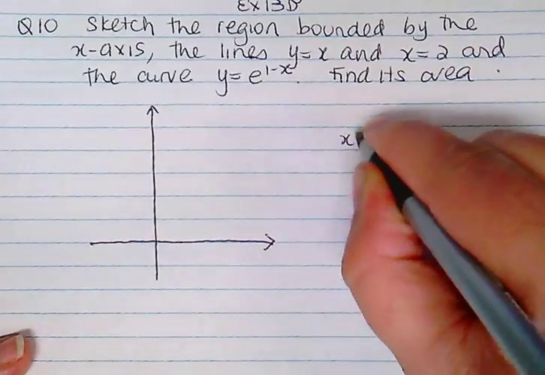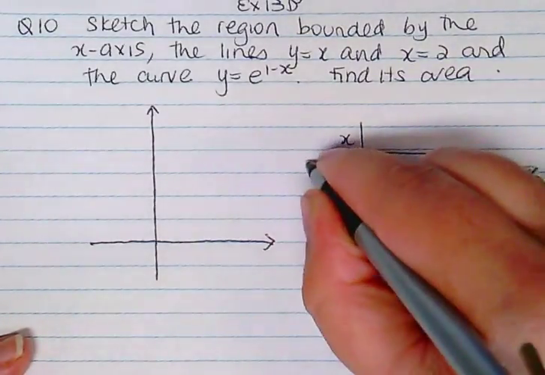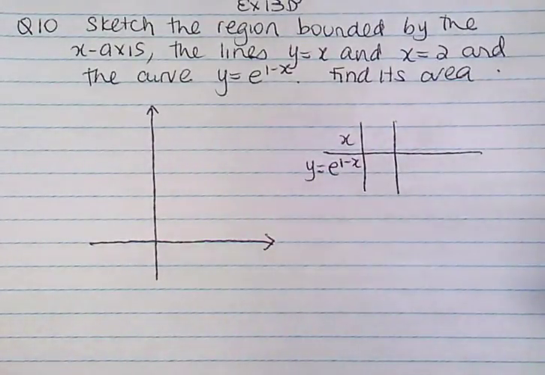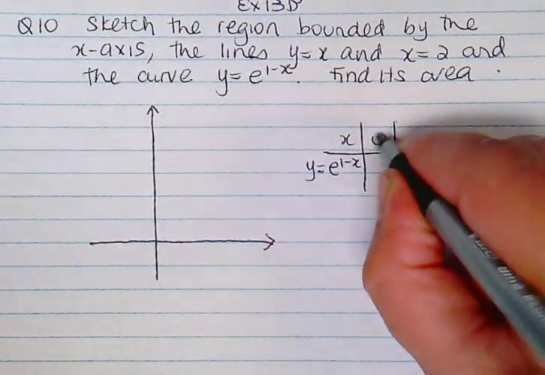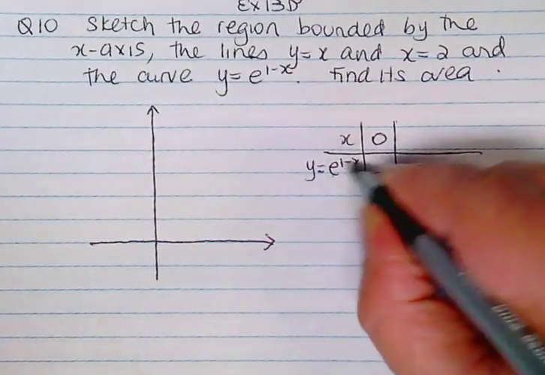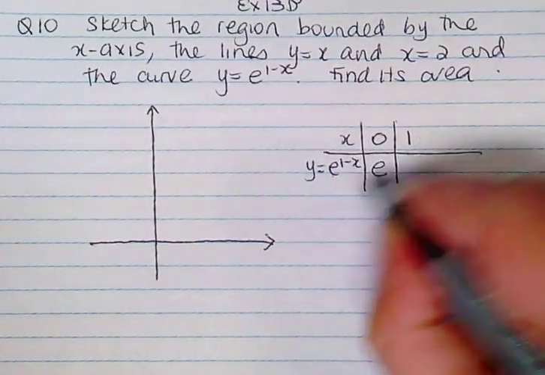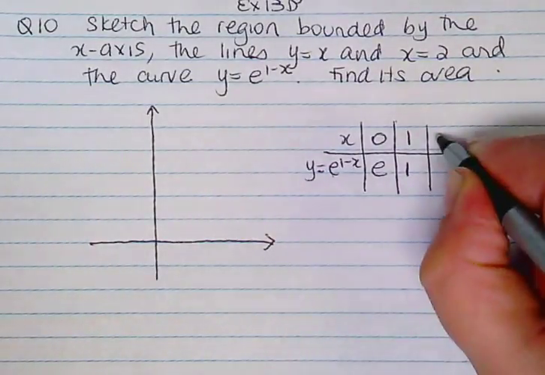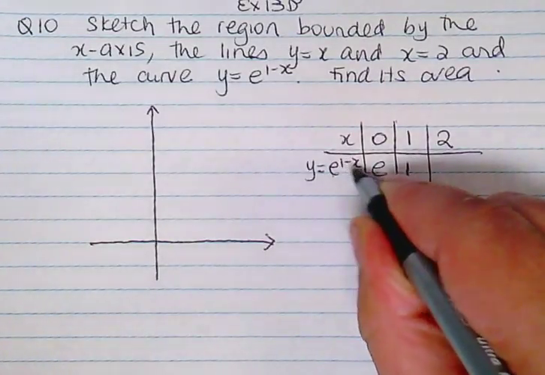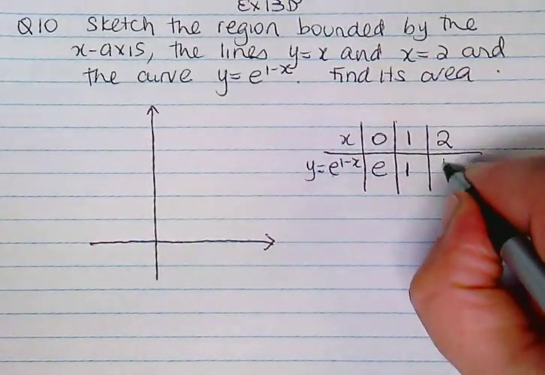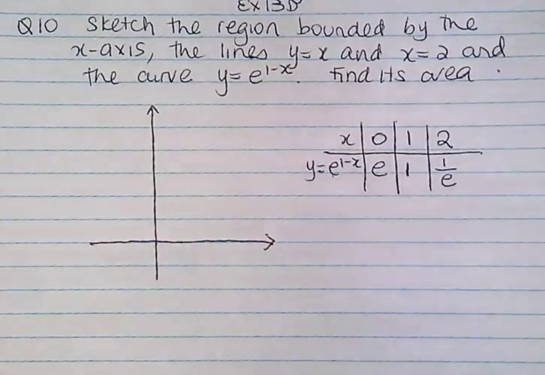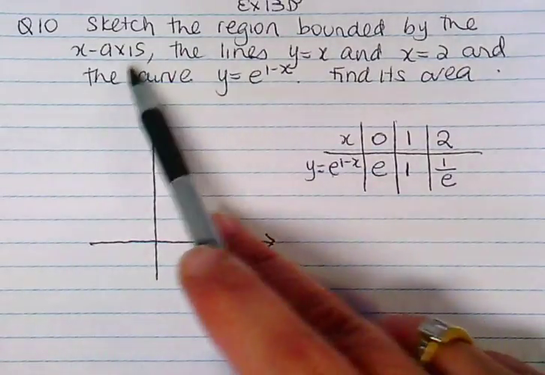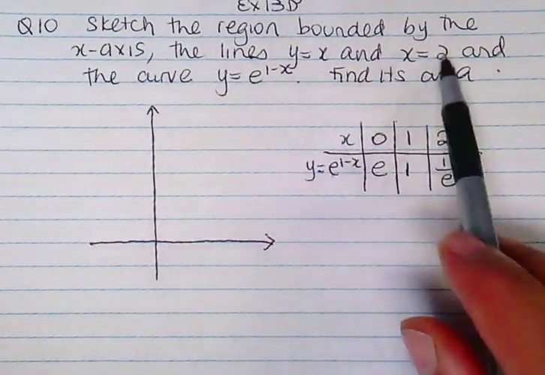Just looking at a little table of values for y equals e to the 1 minus x. When x is 0, we've got y is e to the 1. When x is 1, we get e to the 0, which is 1. When x is 2, we get e to the 1 minus 2, that's e to the negative 1, which is 1 on e. The reason I'm going up to x is 2 is that you're sketching the region bounded by the x-axis, the lines y equals x and x equals 2.